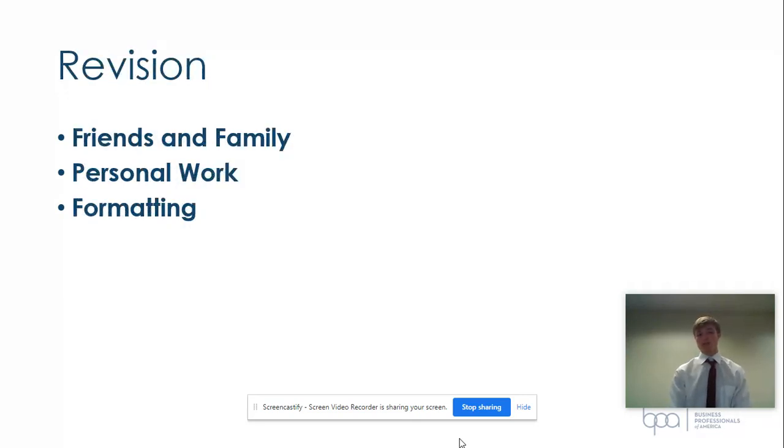The next part was revision. So once I had it drafted, I allowed people to read through the contents and pick out what they found was incorrect grammatically or the wording wasn't proper. These people were my friends and family, and then I did personal work on it. I read through it myself and found all the mistakes, rechecked to make sure it met all the requirements on the rubric, and went through the formatting process.